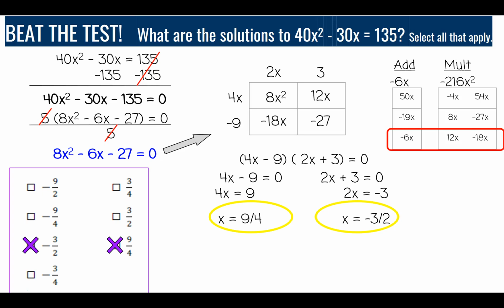When you got your factors of 4x minus 9 and 2x plus 3, you could have eliminated the 3/4 options because they're not together in a factor. So you could have crossed those off. You know those can't be it. And the negative 9 over 2, we could have eliminated that one also. Yep. Good.